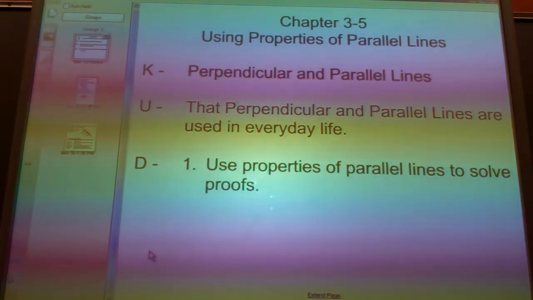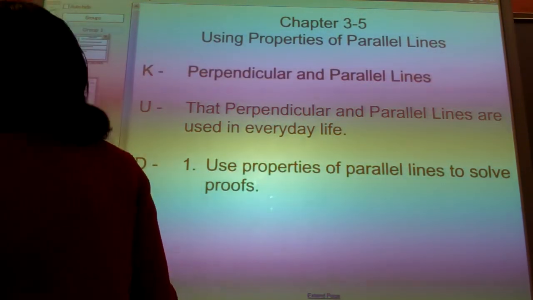This is chapter 3-5, using properties of parallel lines. Please copy your codes.